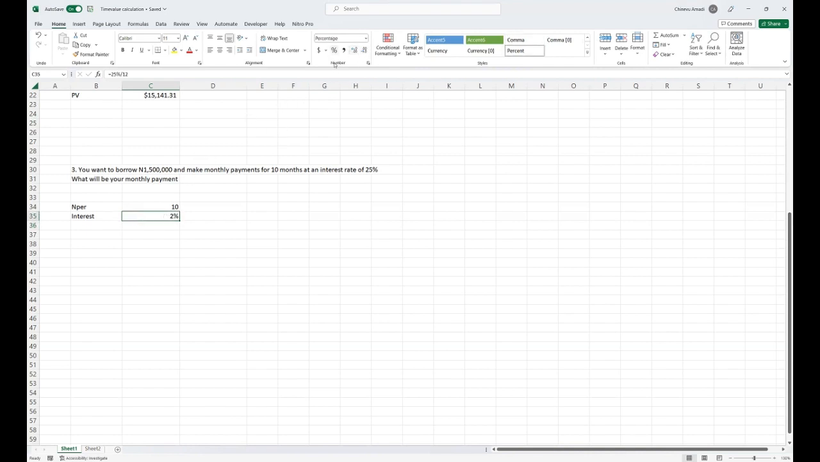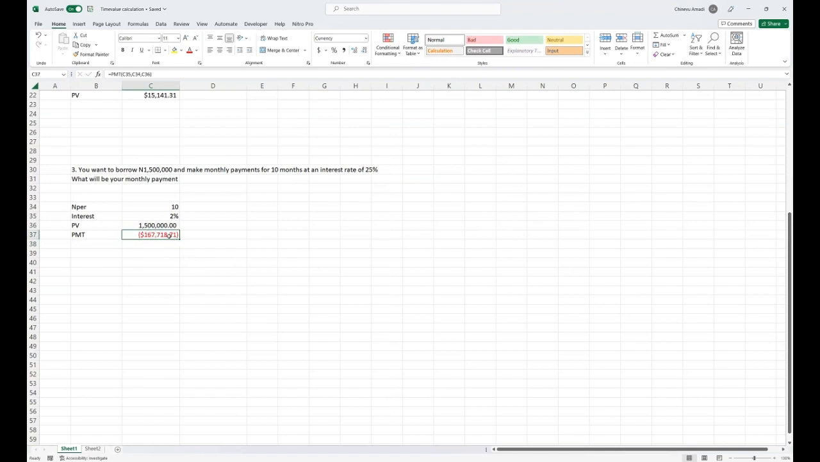The rate is 25% divided by 12. Number of periods, 10. What's the present value? Now we are getting cash, right? So we won't use negative. We're getting 1.5 million. So basically, we'll be expected to pay 167,718 naira.